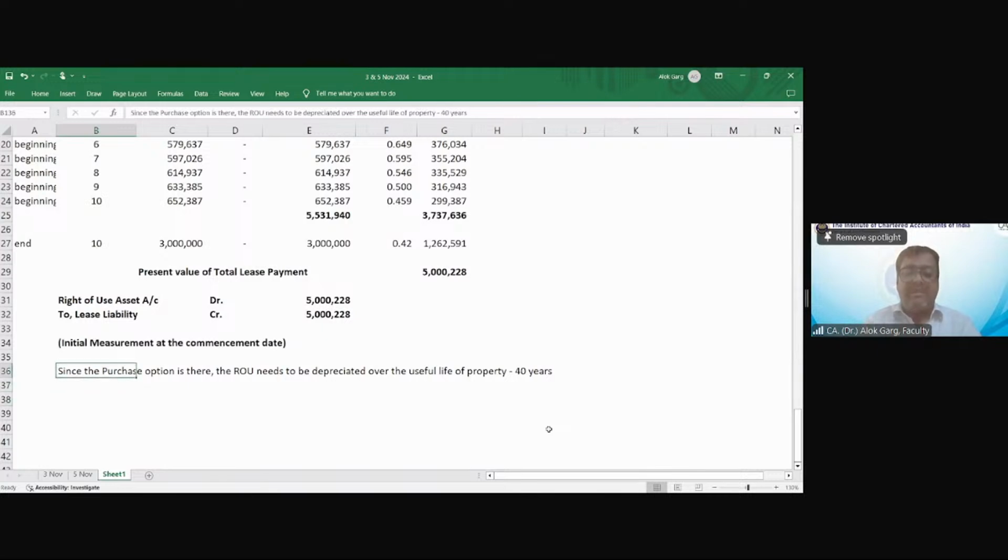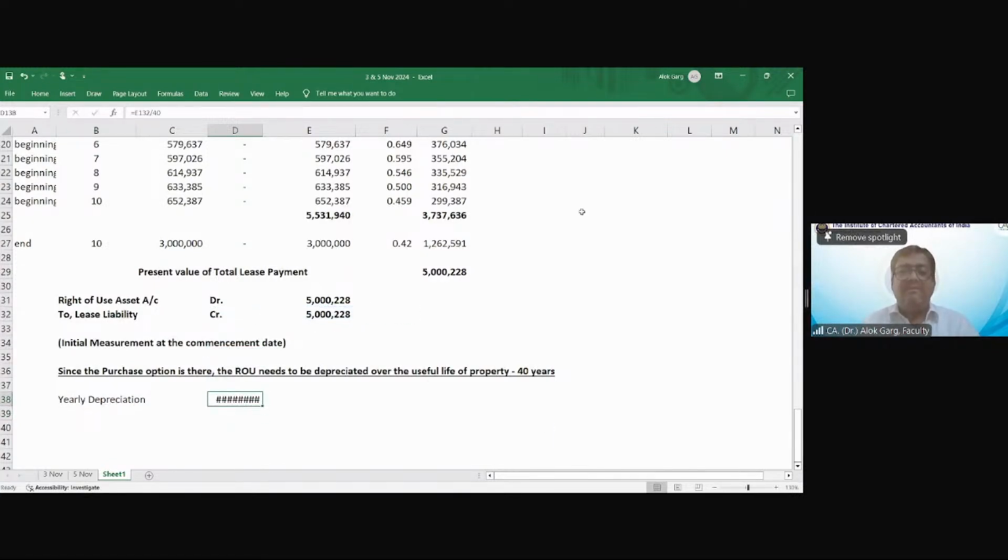So what is my yearly depreciation? Yearly depreciation on straight line method. Yearly depreciation is how much? 50,228,000 divided by 40. This is my yearly depreciation.